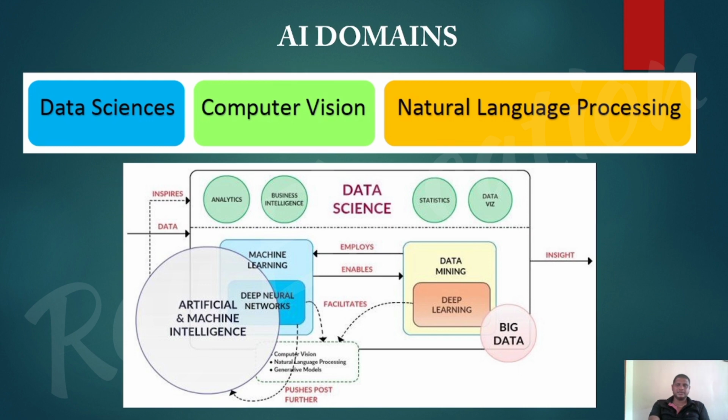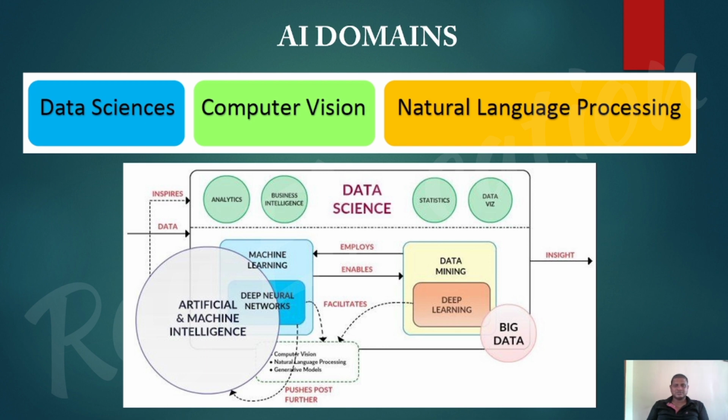Next one, what are the three domains of AI? There are three domains. One is data sciences, computer vision, and natural language processing. See, data sciences is used in the field of analytics, business intelligence, statistics, data, anywhere. You see, artificial intelligence contributes the most to other departments like mathematics, statistics, philosophy, and we can say all the fields which are integrated come under AI. AI is not a separate field, but AI is everywhere.